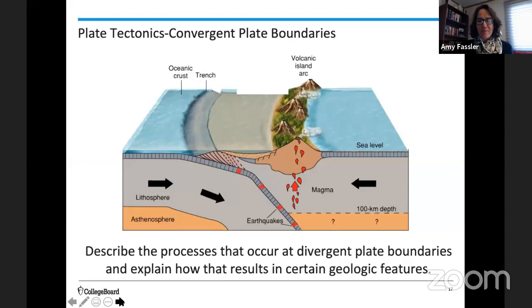Okay, so the next type of tectonic plate boundary is convergent. This is where two plates come together. I'm going to give you just about 30 seconds to familiarize yourself with this diagram. There's a lot going on here, and see if you can recall the processes that are occurring, if you could describe the process that's occurring at a convergent plate boundary, and how that leads to the certain geologic features that we see there. So take just about 30 seconds and look at that and see if you can answer those.